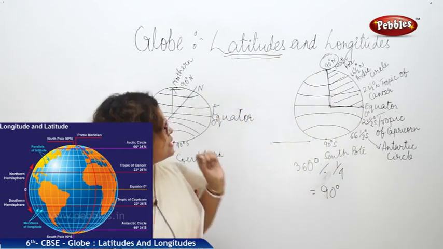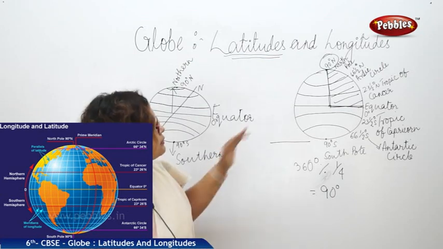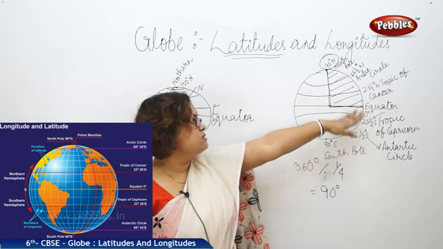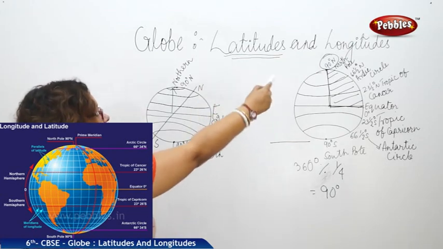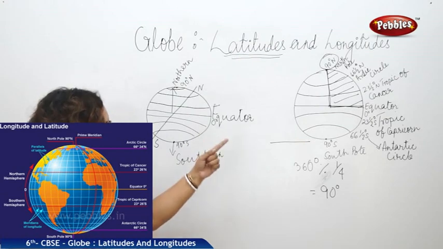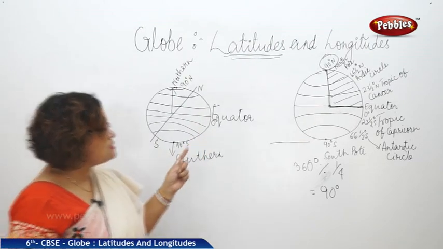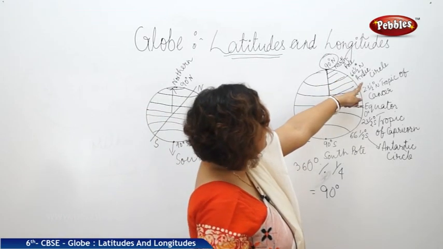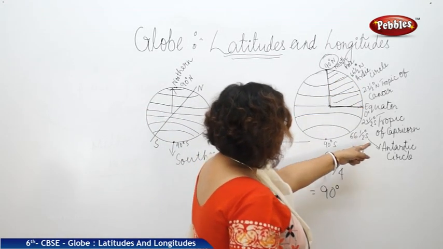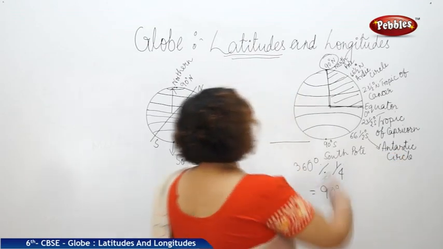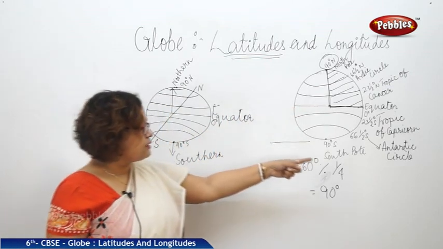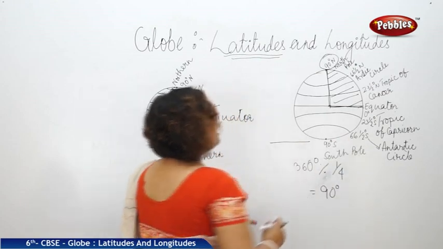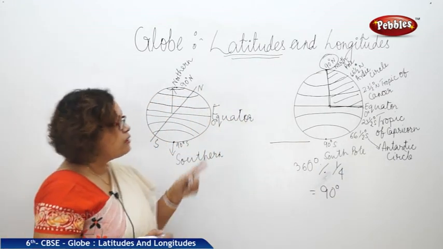For now, this is the major thing you need to learn: what are the important parallels. The equator is 0 degree, 23.5 degree north is Tropic of Cancer, 23.5 degree south is Tropic of Capricorn, 66.5 degree north is Arctic Circle, 66.5 degree south is Antarctic Circle, then 90 degree north, which is nothing but a dot, is North Pole, and 90 degree south is South Pole. They are the important latitudes.